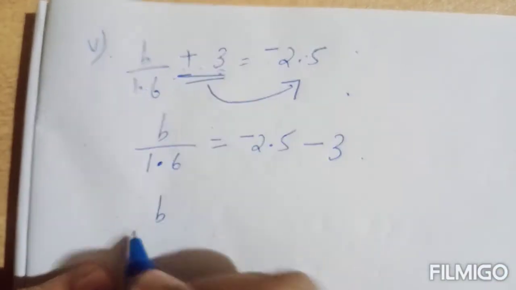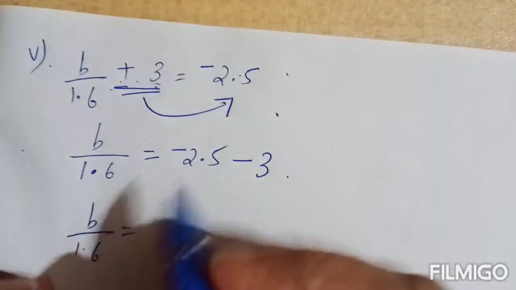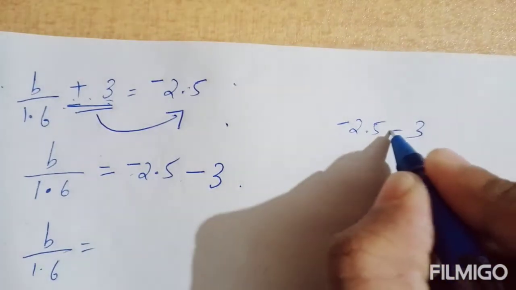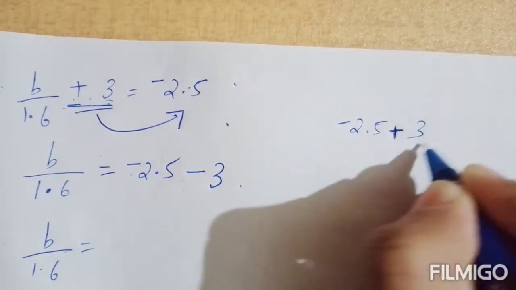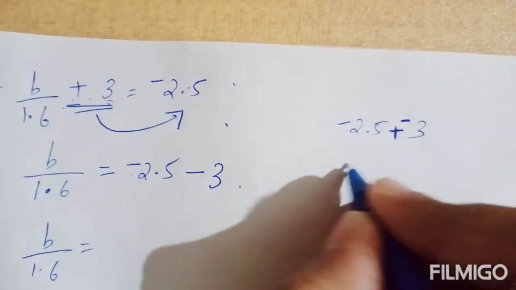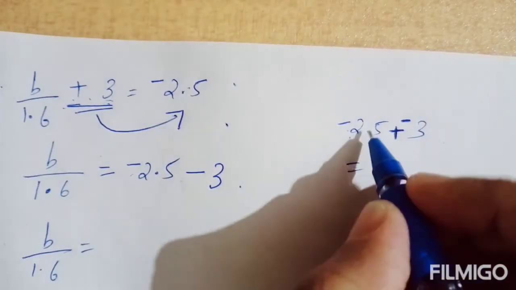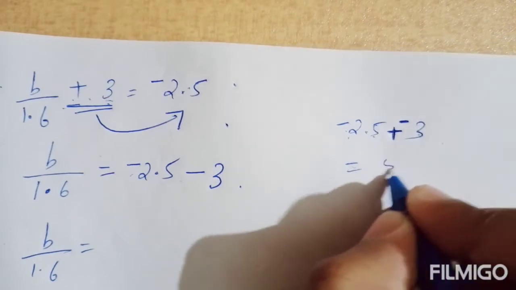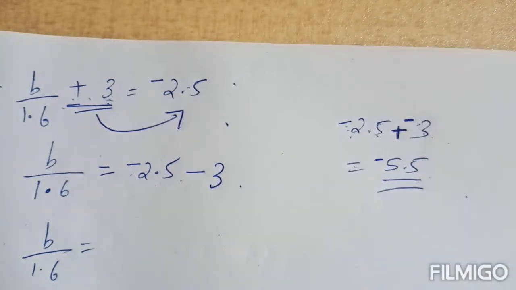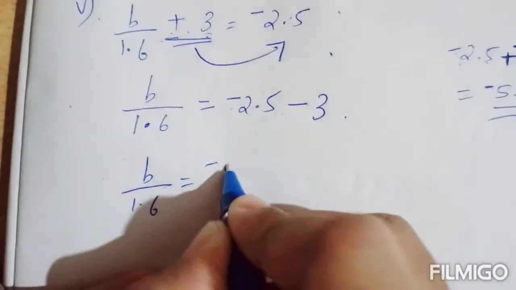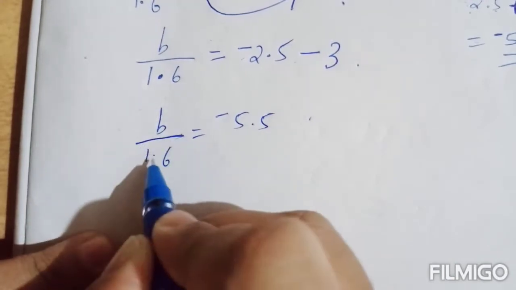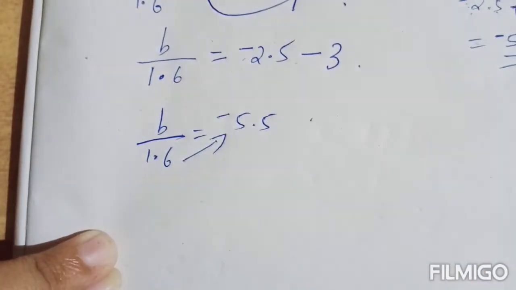Okay. Now b by 1.6 equal to, how can you find minus 2.5 minus 3? So change this minus sign to plus, change the sign of the next number. So minus 2.5 plus minus 3. On adding, you will get 2.5 plus 3, it is 5.5. And negative plus negative, it is negative. So negative 5.5.